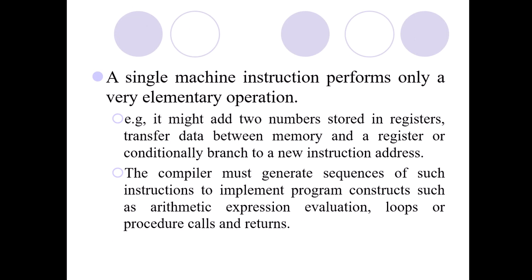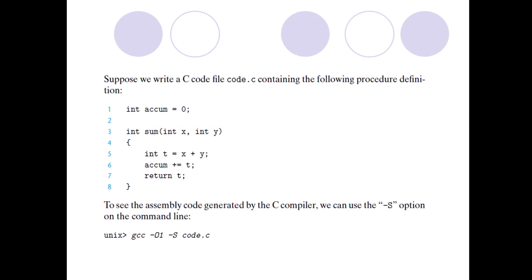A single machine instruction actually performs only a very elementary operation. It might add two numbers stored in registers, transfer data between memory and register, or conditionally branch to a new instruction. So the compiler must generate a sequence of such instructions to implement program constructs such as arithmetic expression evaluation, loops, or calls and returns.